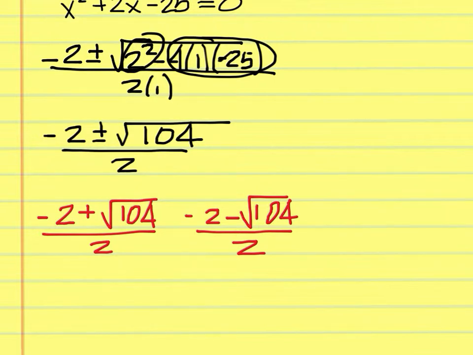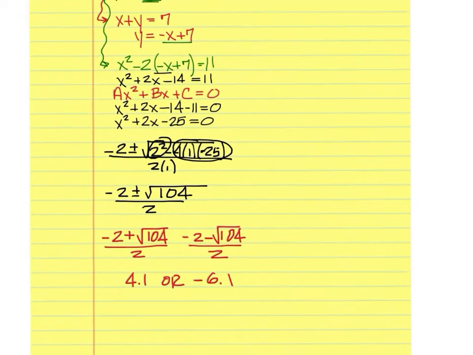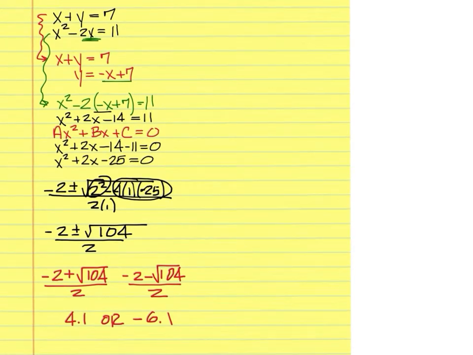So in your calculator, you're going to do negative 2 plus the square root of 104 equals, and then divide by 2 to come up with 4.1. And then on the other side, negative 2 minus the square root of 104 divided by 2 is negative 6.1. Those are your two solutions that you must take back to the beginning of the problem so that you can figure out what the value of y is.